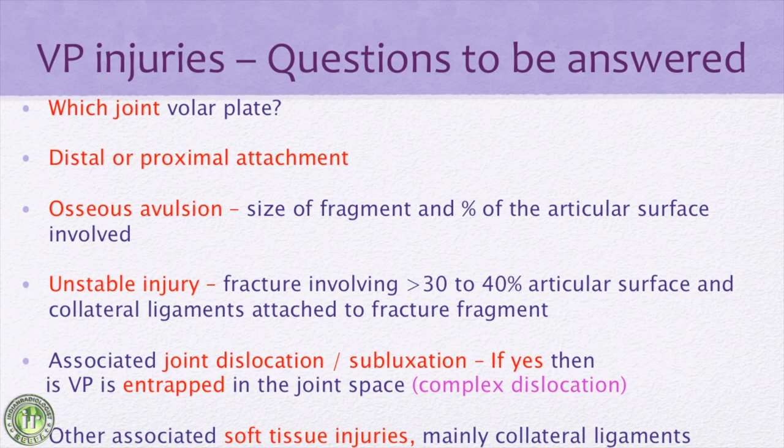Now the question that you need to answer is which joint's volar plate is involved, whether it is the distal or the proximal attachment. In case of osseous avulsion, you need to mention the size and the percentage of articular surface involved.